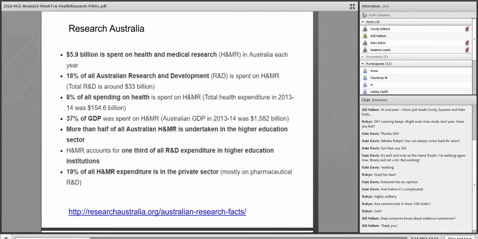Lots of dollars. Okay, so here it just states from their research facts that almost $6 billion is spent on health and medical research in Australia every year. And then it drills down into the R&D aspects, how much of that, about 8% of all health expenditure, is actually research focused. And it's presented there that 37% of GDP went into health and medical research. So this is a significant sector of the economy in this country.